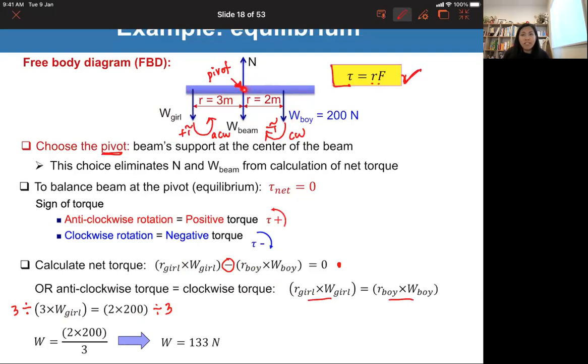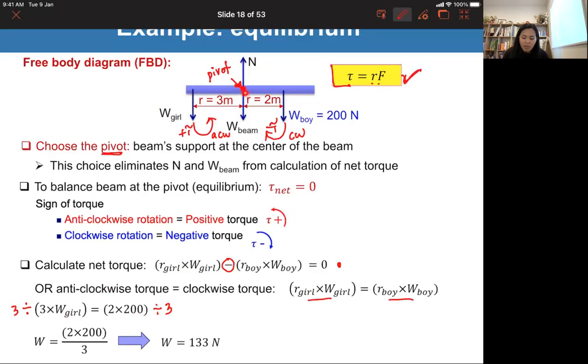If the problem does not explicitly give you where the pivot point should be, then put your pivot point where there are 2 or more forces that you can eliminate so that you don't have to include those in calculating the torques. For example, here, the normal force and the weight force of the beam, we didn't have to include them in calculating the torques because they are exactly at the pivot point.